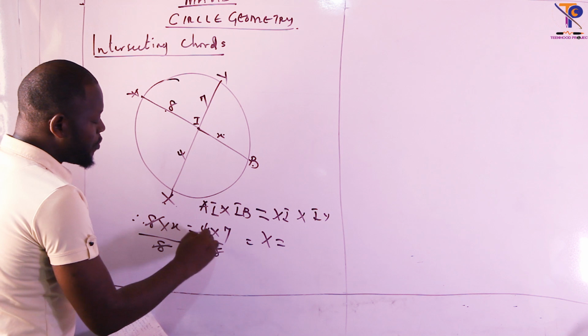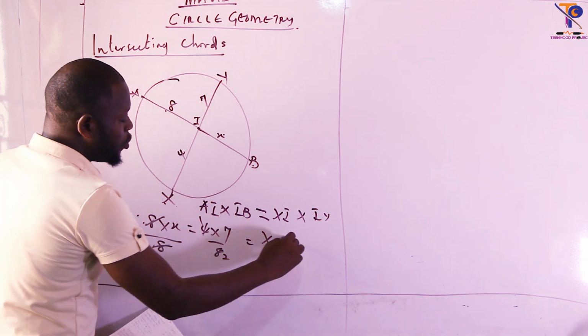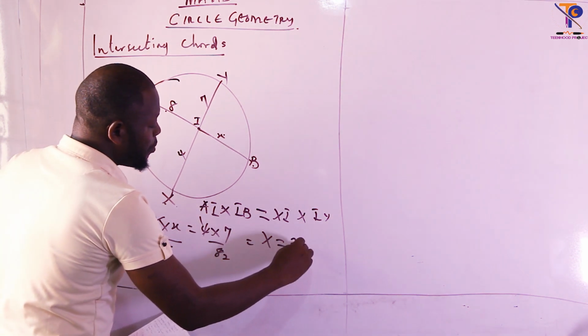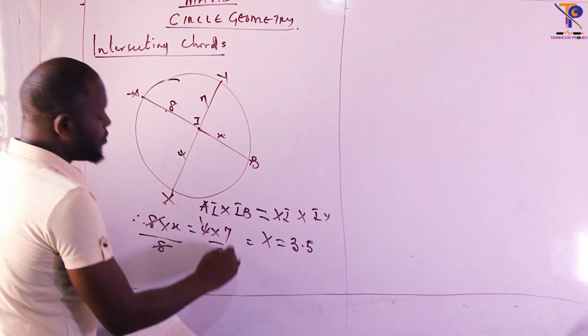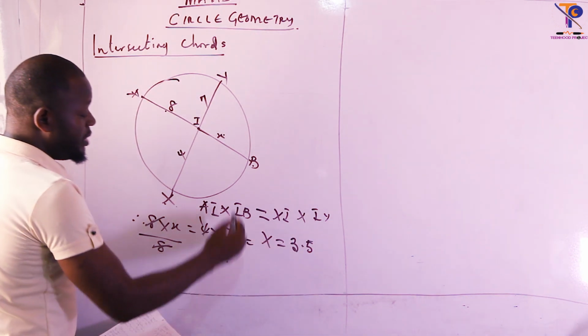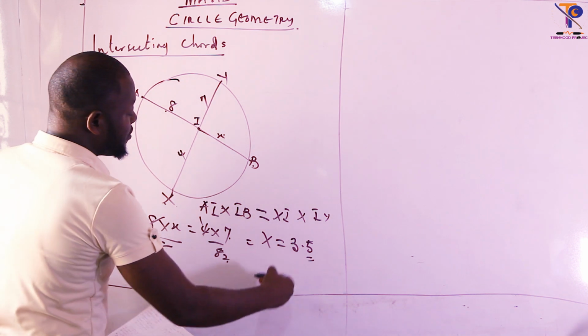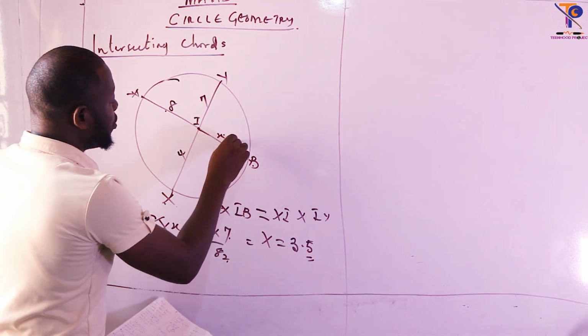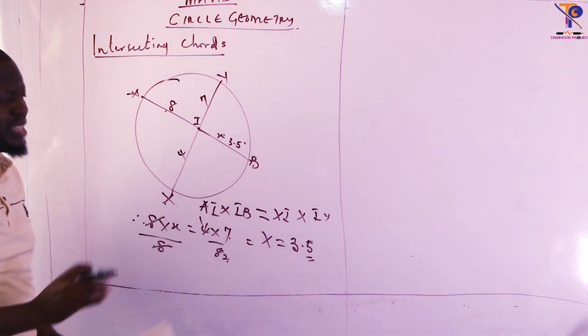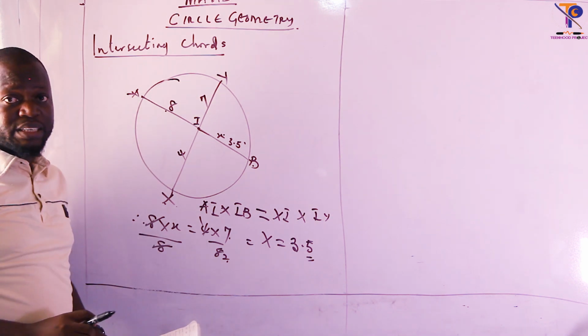X is equal to 4 times 7 over 8. 4 into 8 is 2 and 4 into 7 is 3, remainder 1, and 10 into 2 is 5. X is going to be equal to 3.5. That means this one is 3.5. That is just about the intersecting chords.